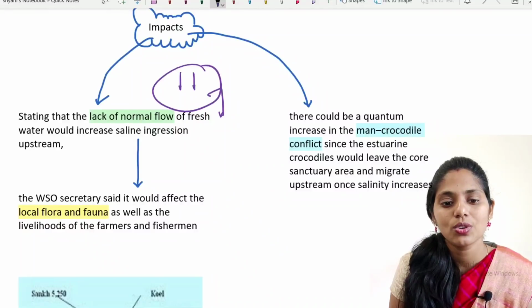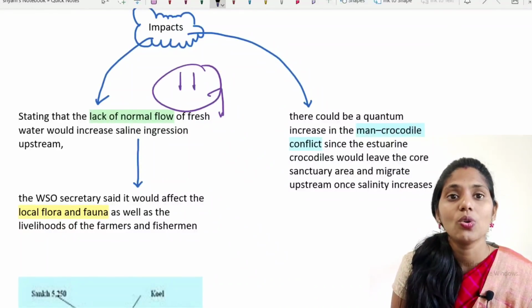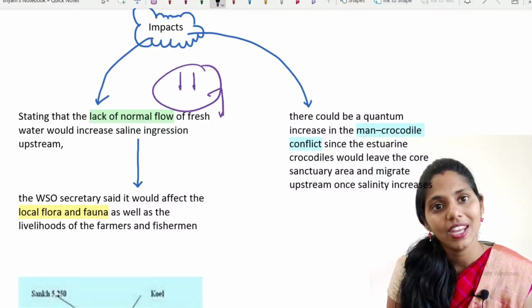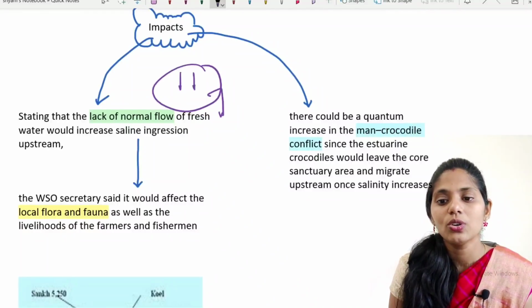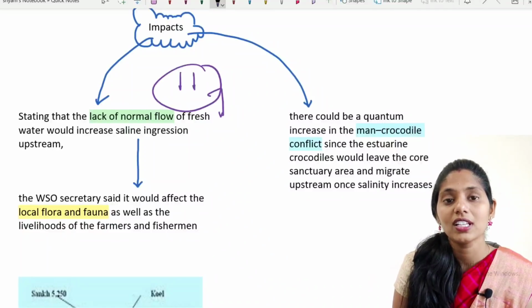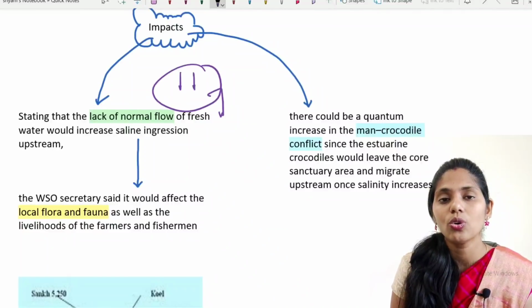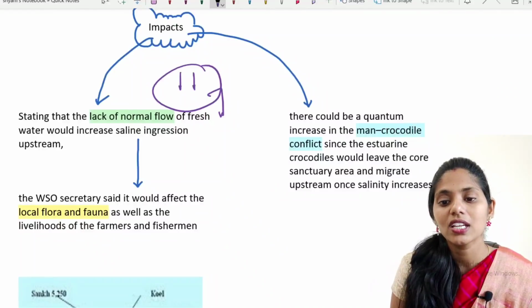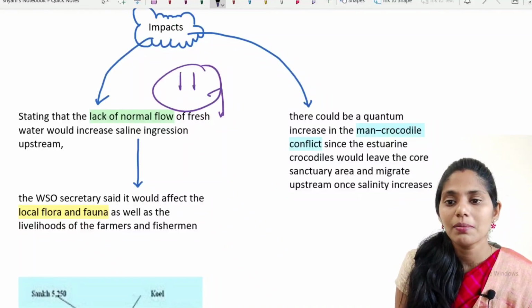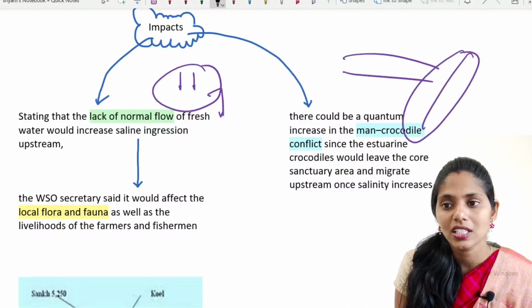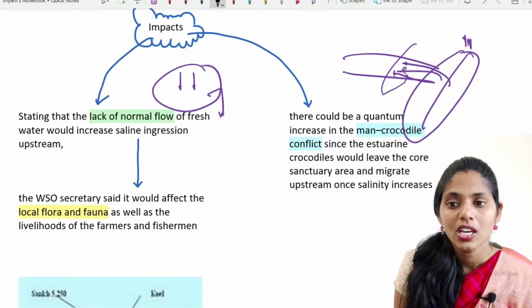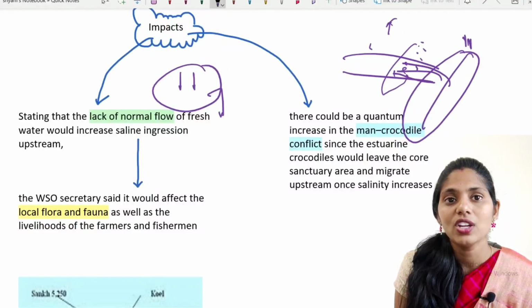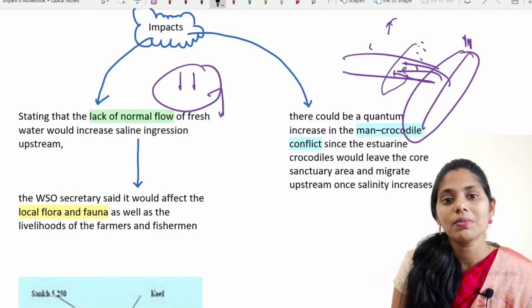And next, the WSO Secretary said that this would also affect local flora and local fauna, and even impact the livelihood of a number of people who are dependent on fishing. And there could be a quantum increase in man-crocodile conflict, since the estuarine crocodiles would leave the core sanctuary area and migrate upstream once salinity increases. For example, if there is a mangrove here and salinity increases in this area, the crocodiles will move upstream. Because of this, there will be incidents of man-crocodile conflict. So these are some important impacts.